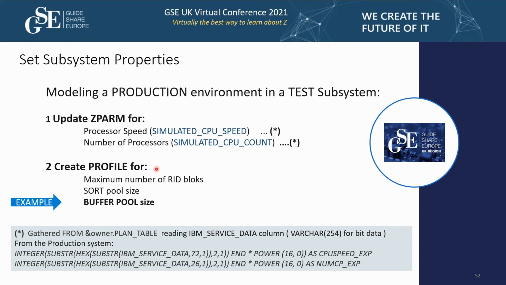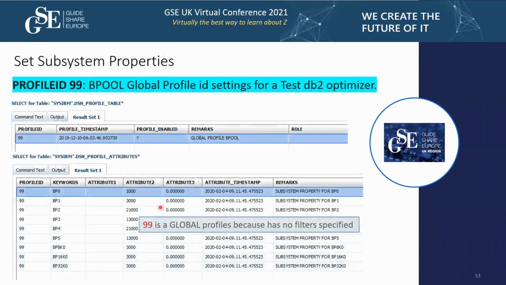And then with DB2 profile, you can change some other important DB2 settings, for example, how to change the read block, how to change the sort pool size, or changing the buffer pool size, reflecting your buffer pool size dimension. So when you run the next test plan in this test environment, the optimizer will believe that you are roughly in production. So in this example, I want to show you how to set a global profile.